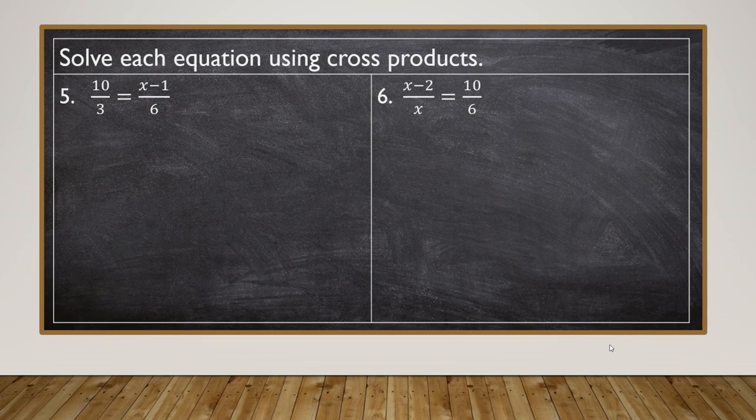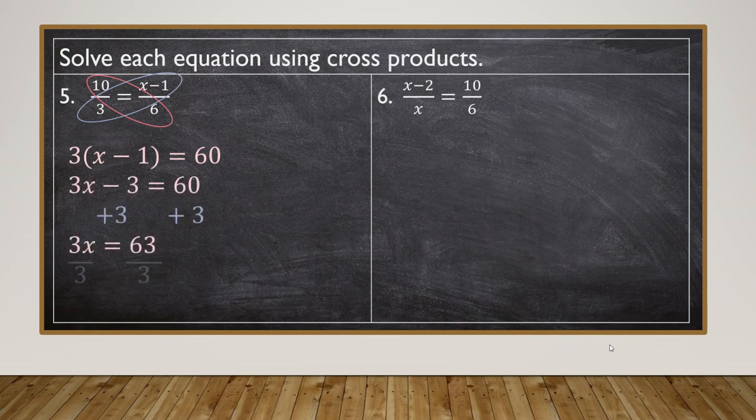All right, in number 5, the cross products are 3 times x minus 1. And the other cross product is 10 times 6. That one looks exactly the same as what we already did, so I'll go quickly. Okay, let's look at number 6. We have a unique one. We'll take 6 times the quantity x minus 2, set that equal to our other cross product, 10x.